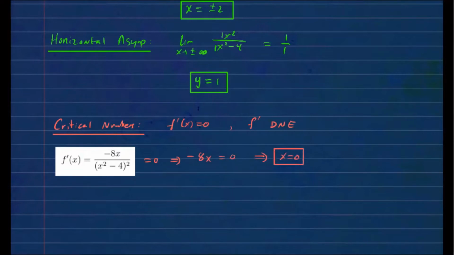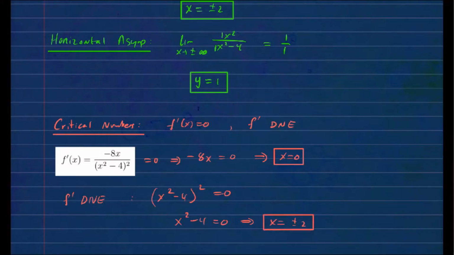And then when is this undefined? The derivative does not exist when the denominator is 0, and that happens to be our vertical asymptotes. So we take (x squared minus 4) squared, set it to 0, and you get x squared minus 4 equals 0, which again gives us the asymptotes plus and minus 2. So these are also considered critical numbers.